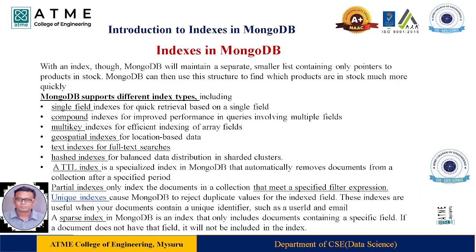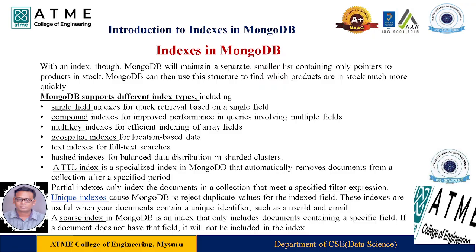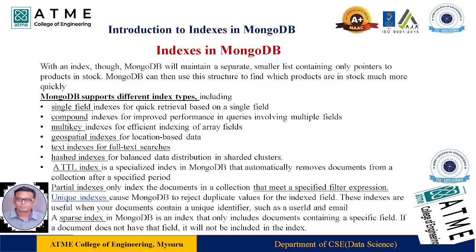The last index is the sparse index. It is an index that only includes documents containing a specific field. If a document does not have that field, it will not be included in the index. So these are the different types of indexes.